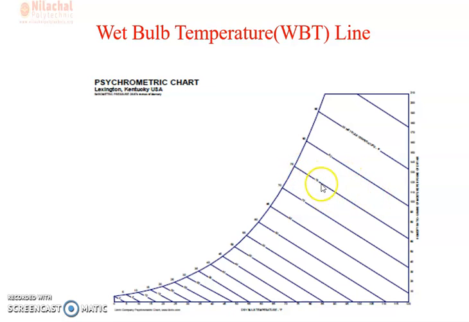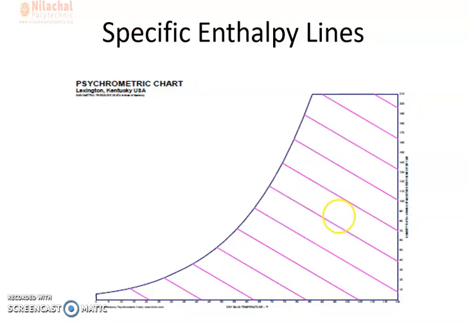The wet bulb temperature lines are slightly inclined and non-uniformly spaced. At any point on the saturation curve, the dry bulb temperature and the wet bulb temperature are equal. The values of wet bulb temperature are generally given along the saturation curve of this chart. Then we come to the specific enthalpy.